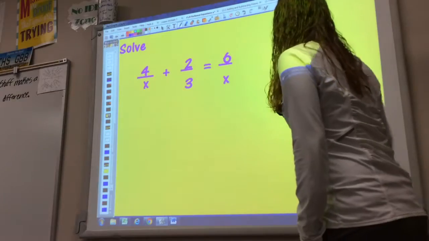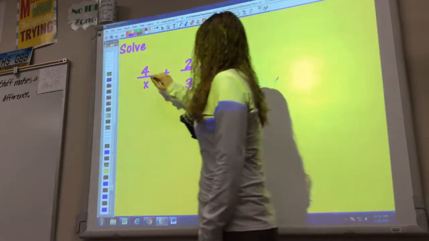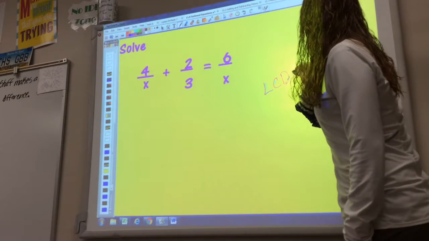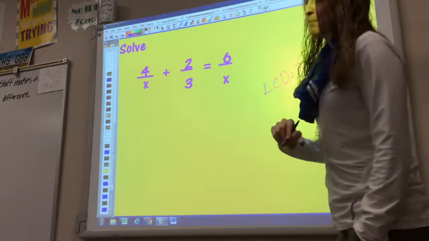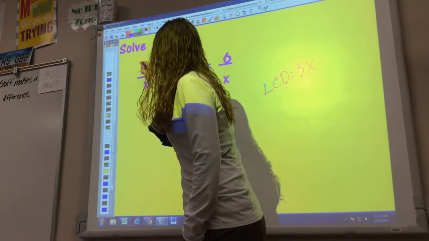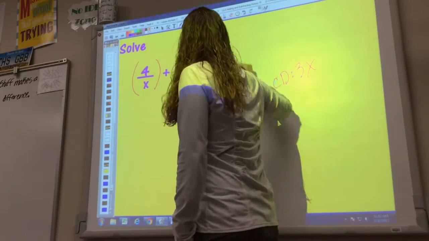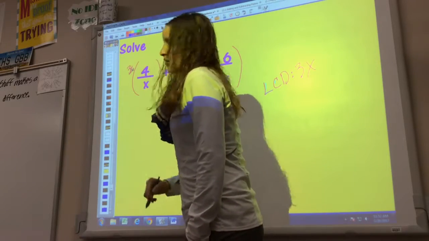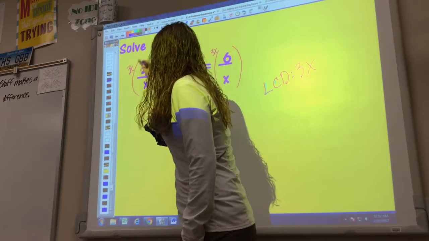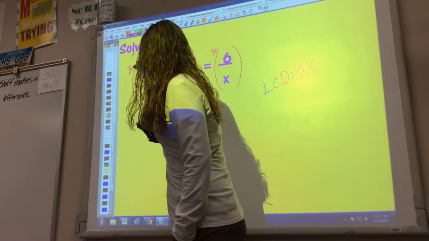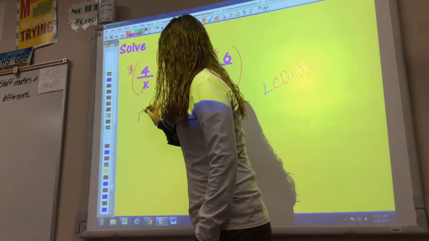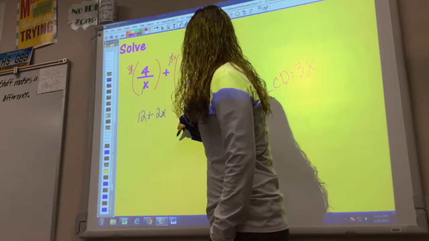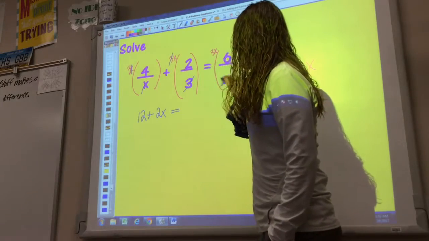So, first off, what's our LCD? Okay, what's our LCD, you guys? 3x. Yes. Okay, it is 3x. And then our best friend is to multiply every single one of these by what? 3x, and I love that. Hey, those who actually showed this, you're the closest to getting it right. Divided by x. Like cross out x. So you're left with what here? 12. Then we go plus 2x equals 18.